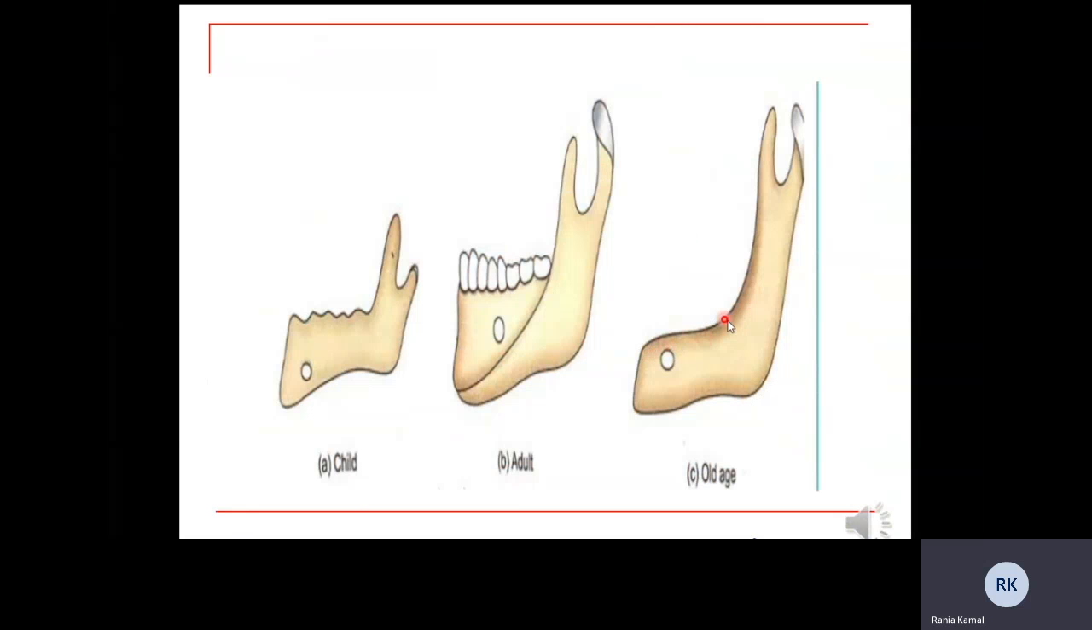In old age, with loss of the teeth, there is absorption of the alveolar margin. So the mental foramen comes to be closer to the upper border, or the alveolar margin. The angle again becomes obtuse, about 140 degrees, and the bone is more brittle.